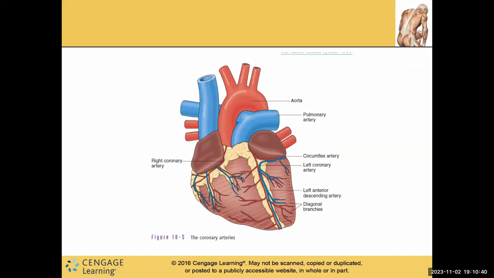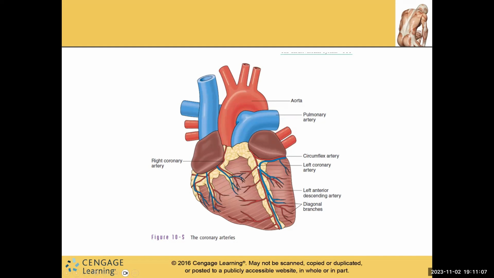Okay, we talked about the arteries of the heart, the coronary arteries. So these are arteries that only feed the heart. So when it comes off the aorta, these arteries branch from the aorta and give richly oxygenated blood to the heart and muscle.